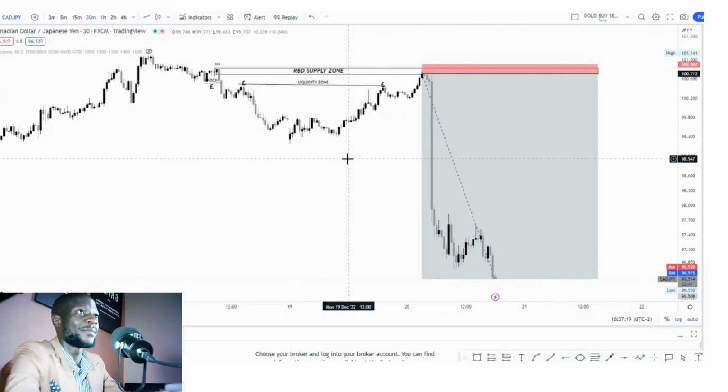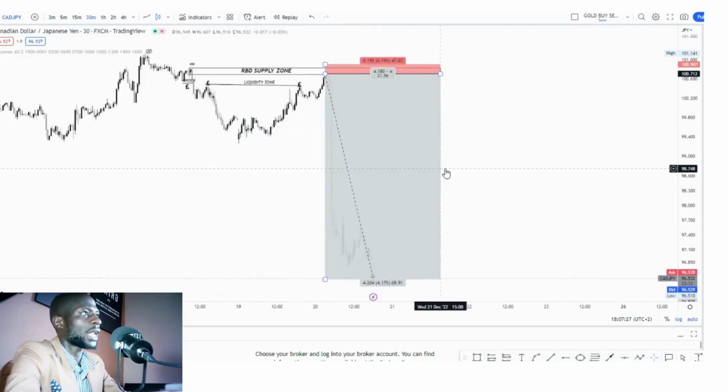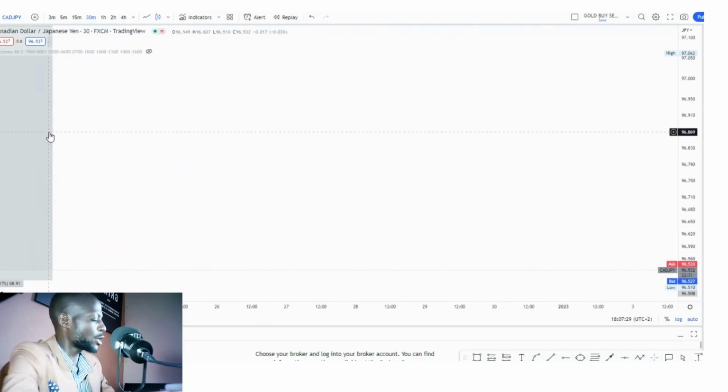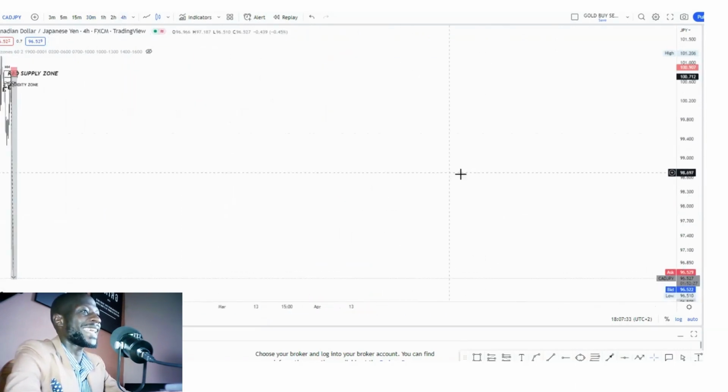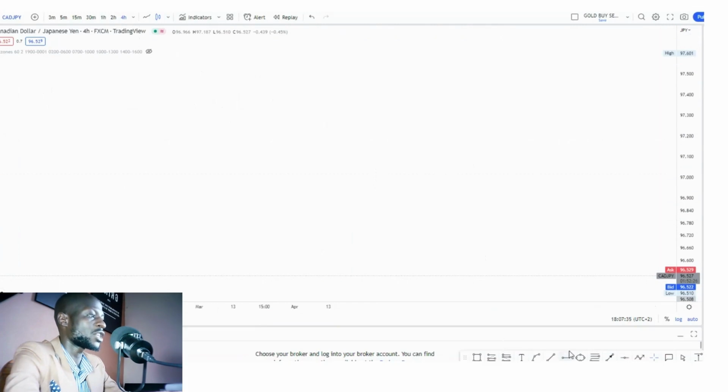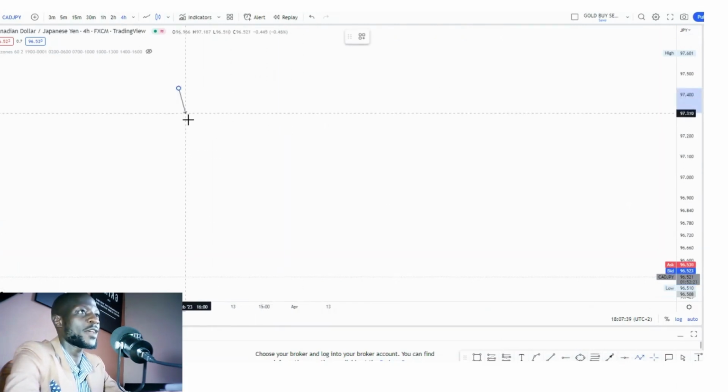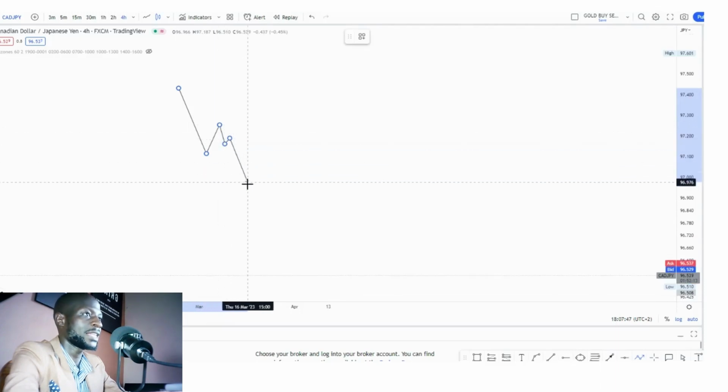Alright, so let me do a breakdown of how I managed to catch this trade on CADJPY. Like I always tell you guys, make sure you are trading in the direction of the major trend. This is what we had on CADJPY: the major trend was to the downside. And then what did we have? We had a nice rally, base, drop, supply zone.